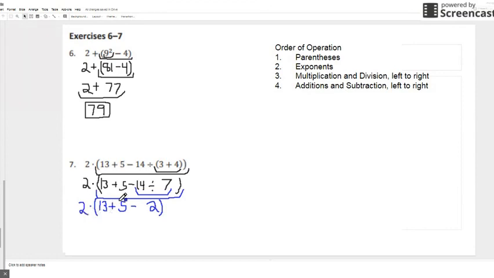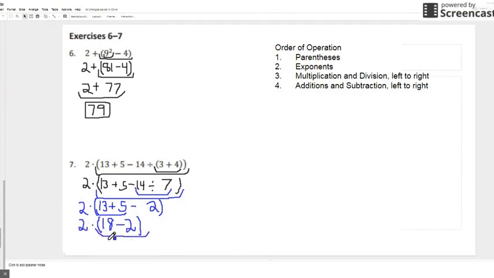Well, now I have addition and I have subtraction. Well, addition, subtraction goes left to right, so I take care of this. Remember, inside parentheses still, so it has to go first. 18 minus 2. And of course, the minus 2 is still inside the parentheses, so that has to come down with it. And then times 2. If you notice, everything outside the parentheses just kind of follows it down until parentheses are all done. And we have one more.